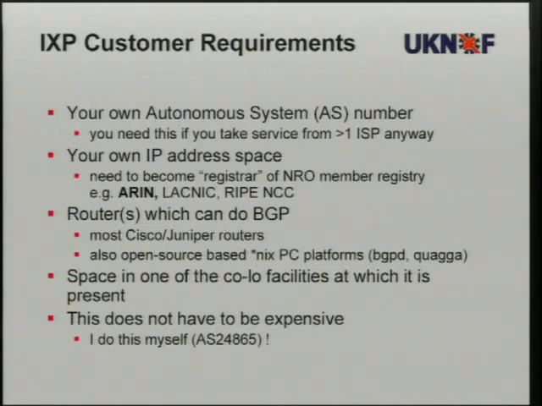And that's something that you need. If you're taking transit from more than one ISP, you connect to more than one upstream, you need an AS number anyway. You need your own provider independent address space. But the most straightforward way to get that, not for everyone, is to become a member of an internet registry body that does that.